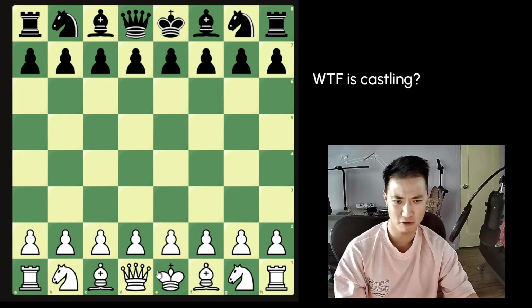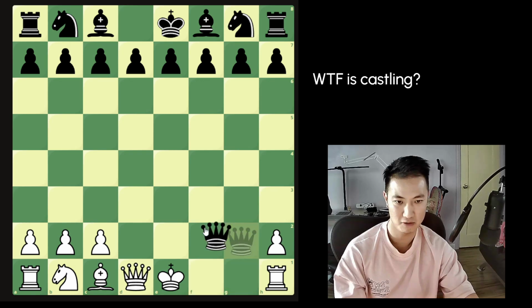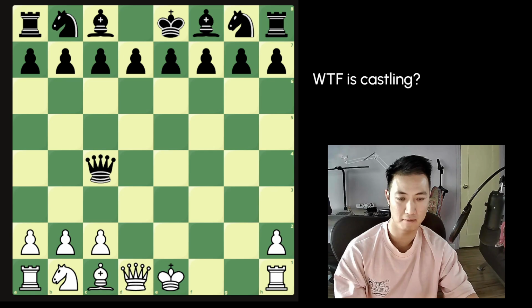Some more caveats for castling. Let's make some moves just to clear things out. Okay, so here, with the rules that I have explained already, you can technically castle. But now I'll share with you some caveats. Because the queen is attacking one of the castling squares, you cannot castle through an attack.